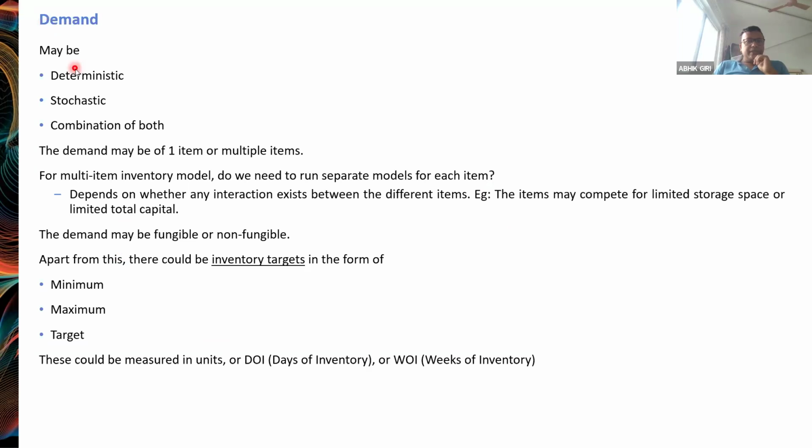Apart from demand, we could also have inventory targets. Inventory target is basically how much inventory we want to keep at a particular stage in the supply chain, or a particular warehouse. This could be in the form of minimum, maximum, or target. Inventory targets could be measured in terms of units, or days of inventory, or weeks of inventory. For days of inventory and weeks of inventory there are formulas, but I'll not go into that.